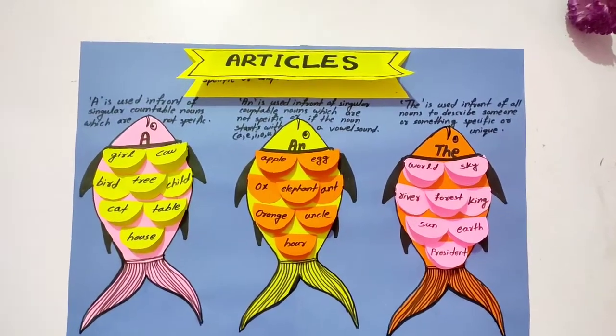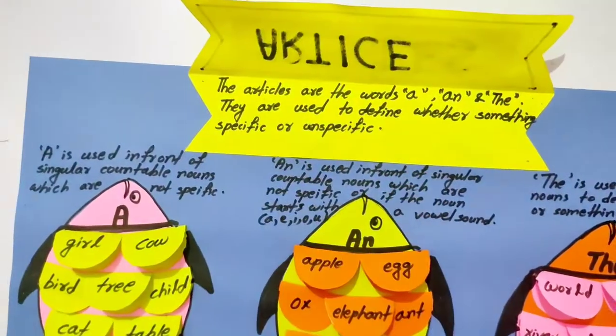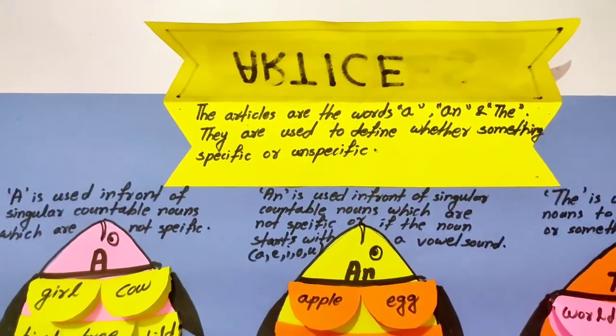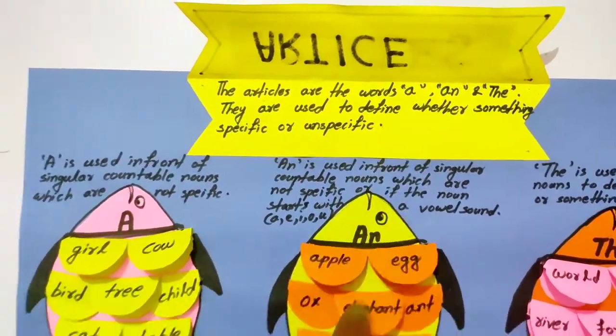Now this articles project is ready to explain. First let us understand what articles are. The articles are the words a and the. They are used to define whether something is specific or unspecific.